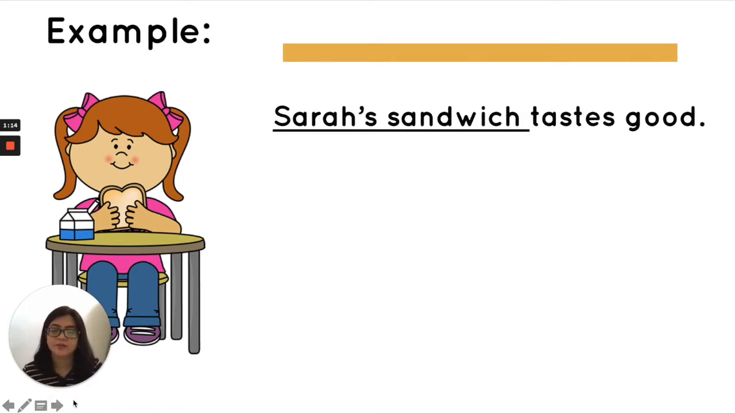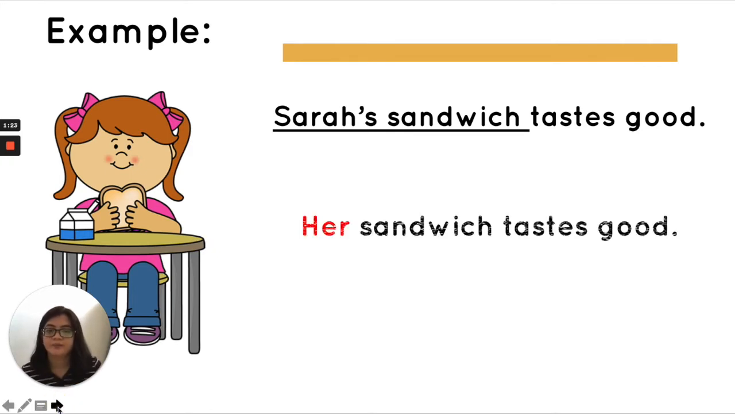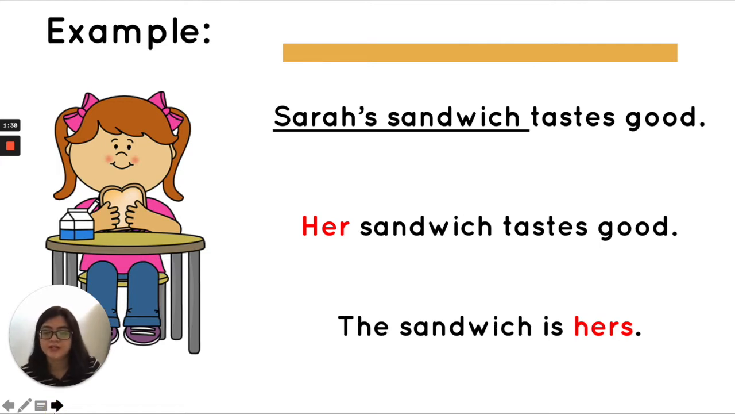So do you remember this one, the apostrophe s? Sarah's sandwich. So Sarah's sandwich tastes good. So instead of using Sarah's sandwich, we can say her sandwich tastes good. Or instead of using Sarah's, we can use her. Her sandwich tastes good. Or we can say the sandwich is hers. She owns the sandwich. So remember possessive noun. So Sarah's sandwich is a possessive noun.